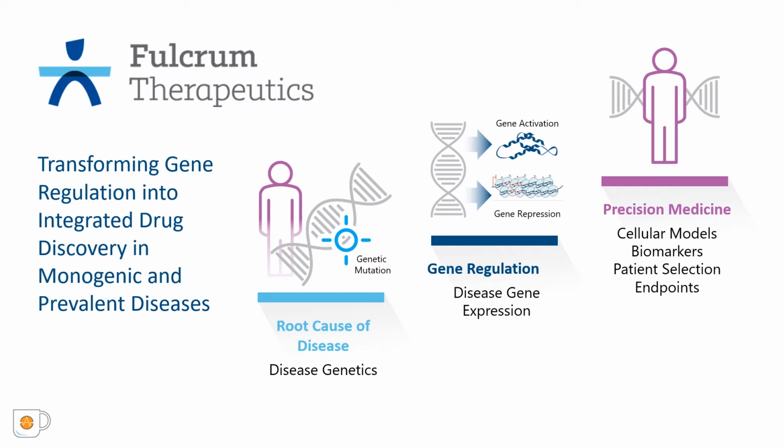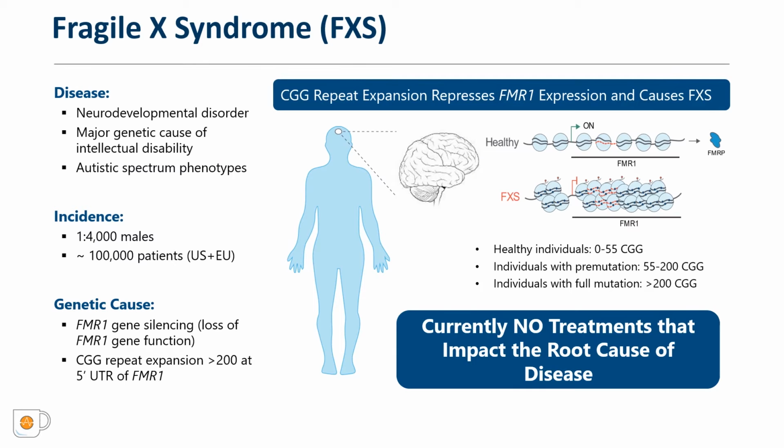First, I'd like to tell you about Fulcrum Therapeutics. We are a drug discovery company located in Cambridge, Massachusetts, and our focus is on treating the genetic root cause of diseases. Our fundamental premise is that by working on monogenetic diseases caused by disrupted gene regulation, we can focus our drug development strategies on normalizing the aberrant gene expression. One of the diseases we are working on is Fragile X.